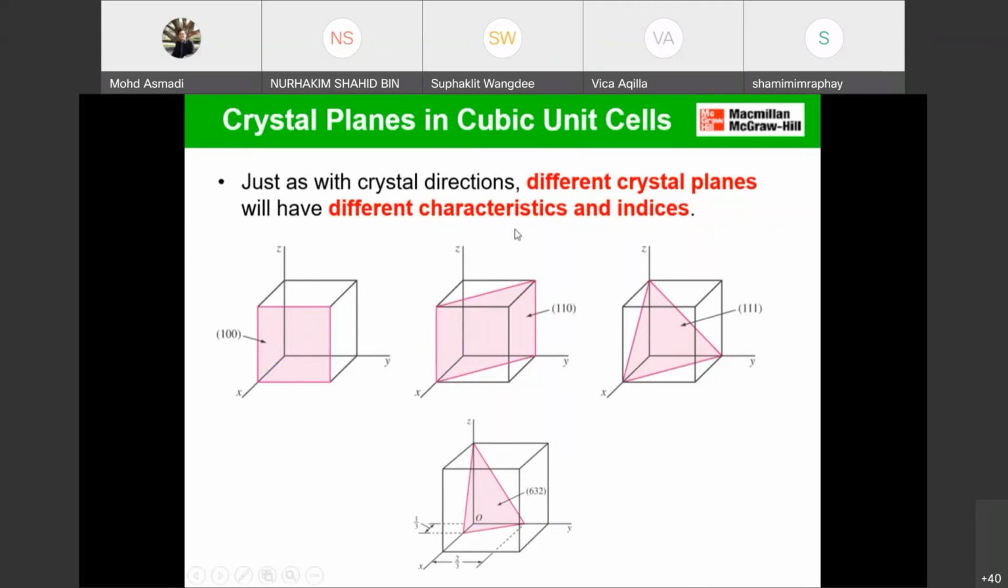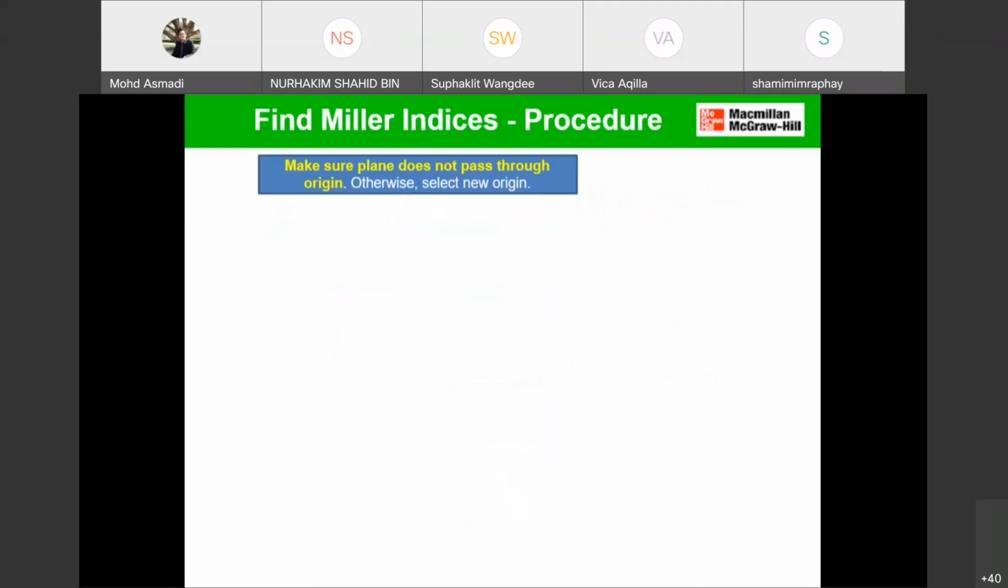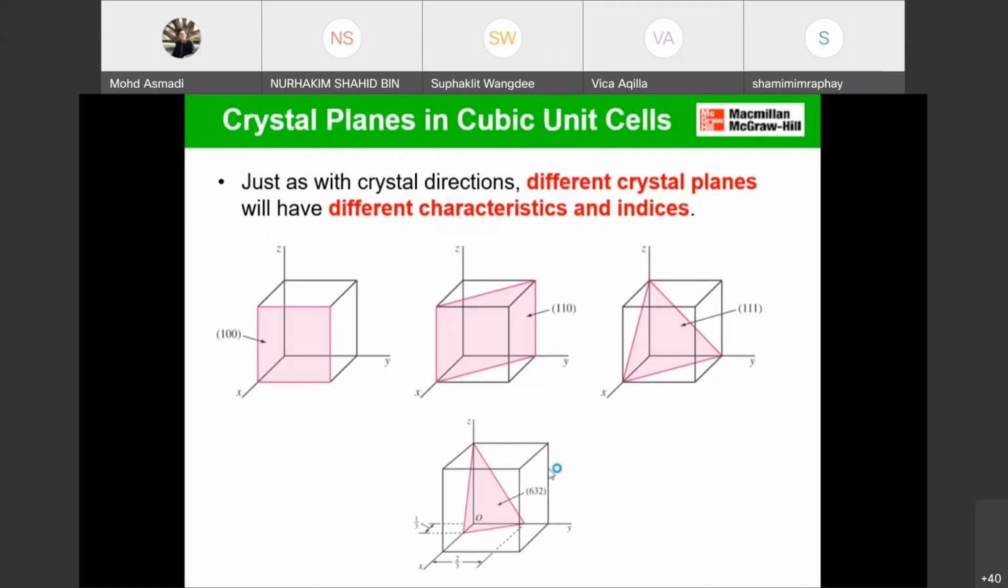Determine the plane intercept at each axis. Intercept of each plane, meaning that this one, right? This one intercept. This one intercept. This one is already parallel.